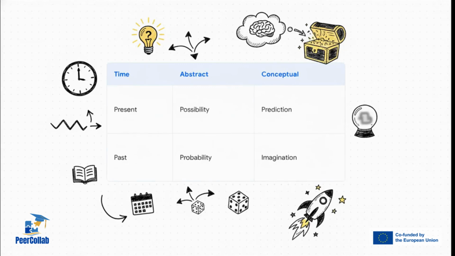Now, beyond the specific aspects of a question, we also need to consider the cognitive action we're trying to stimulate. Think of it like this. You might ask a time-based question to root a student in the present or the past. But to really push that higher-level thinking, that's when you move to abstract actions, asking them to assess possibility or probability. And then the top tier, conceptual actions, asking them to make a prediction or really tap into their imagination. When you mix those 6 keywords we just went over with these cognitive actions, you basically unlock a limitless vault of incredibly effective classroom questions.